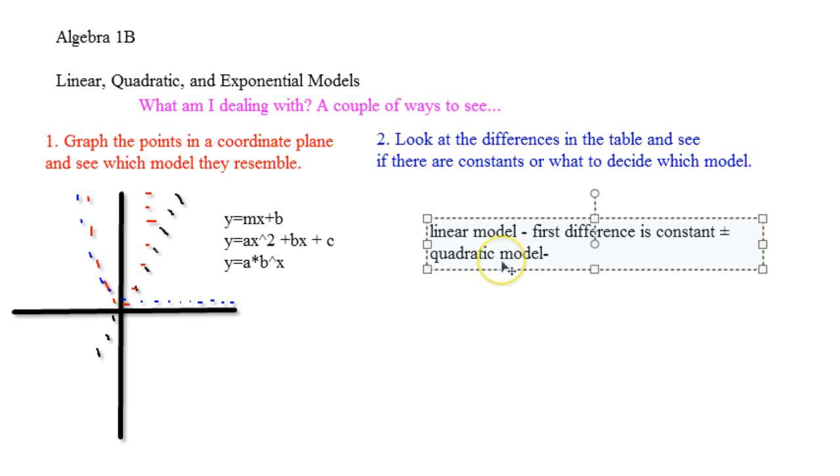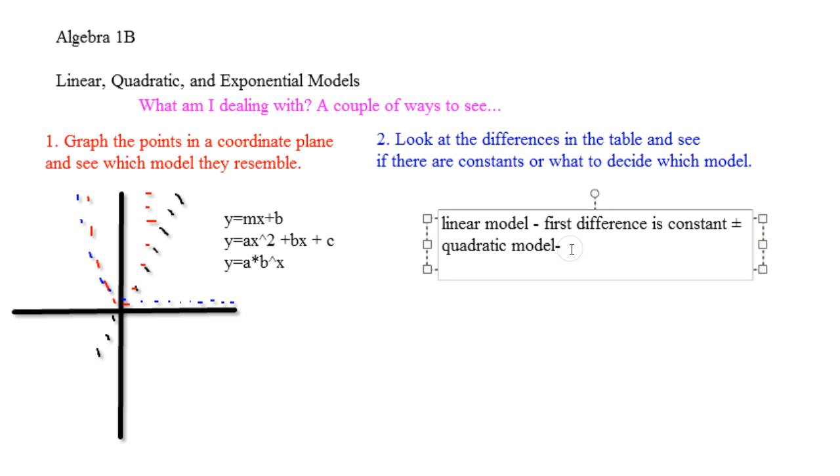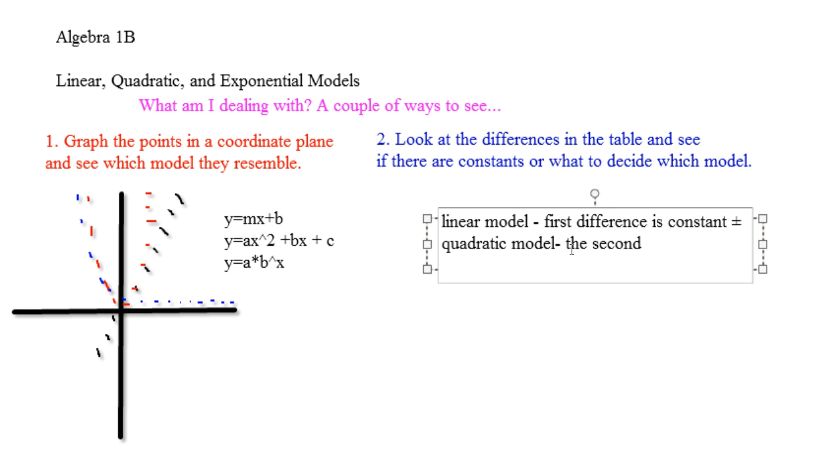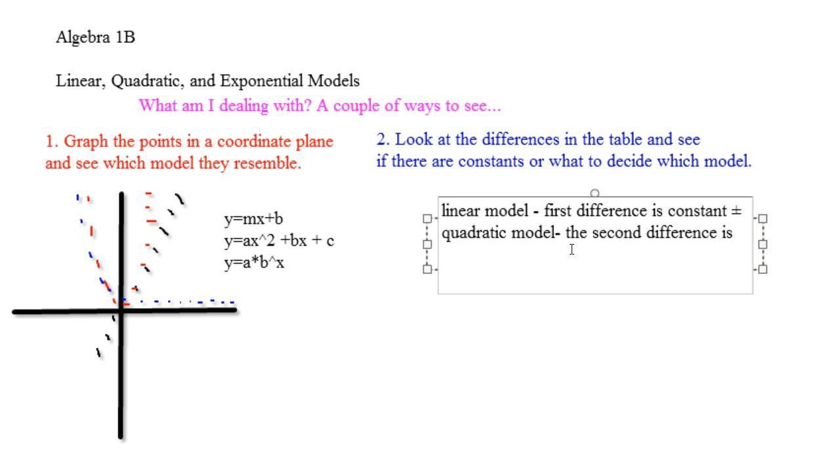Now if it's a quadratic model and you're just looking at the table, we will be looking for the second difference to be constant. It's a constant plus or minus. It's probably going to be plus, so you're constantly adding to it.